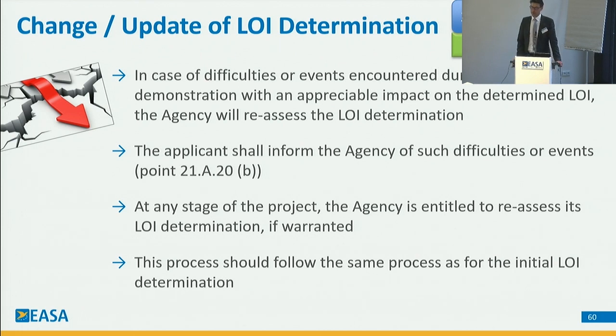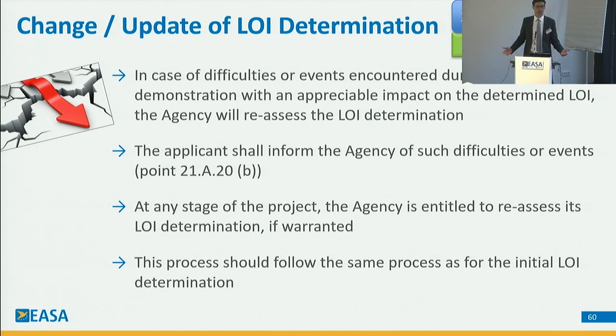In case of difficulties or events encountered during the compliance demonstration, you have the obligation to inform us about it. And if it has an appreciable impact on the determined LOI, we will reassess our involvement based on this new information. You have the obligation to inform us. This is now clearly described in point 21.820b. And at any stage of the project, we are entitled to reassess the LOI determination if warranted.